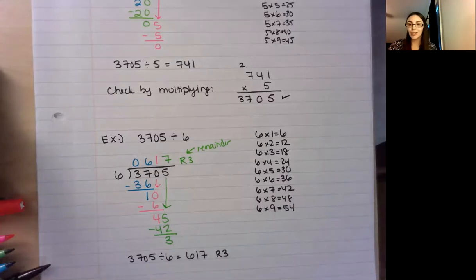That's sort of like our extra. So if you had, let's say, I don't know, 3,705 candy bars and you had 6 friends, well, everybody gets 617 of them, and then there are 3 candy bars left over that you sort of can't split evenly as wholes. So you have a remainder there.